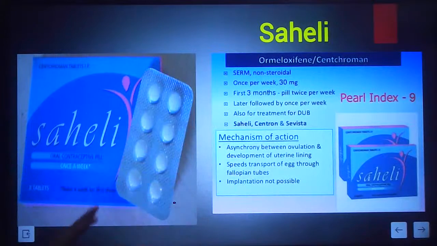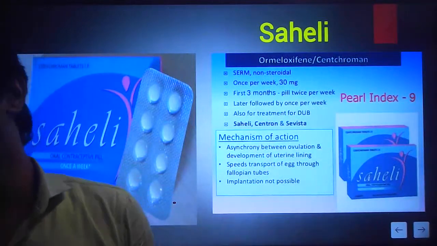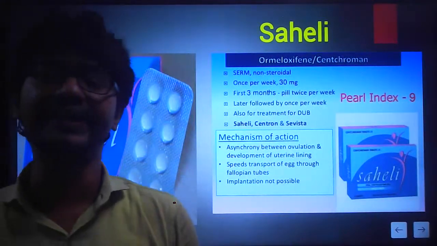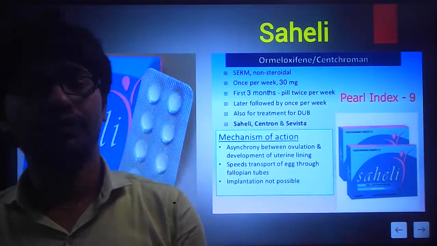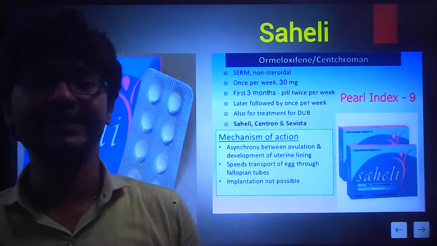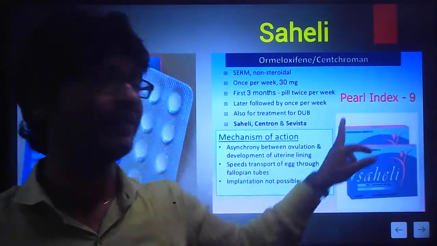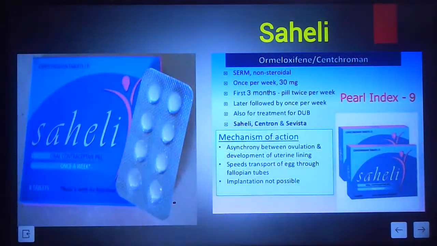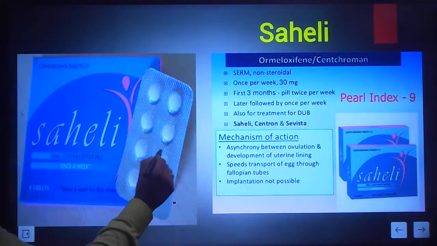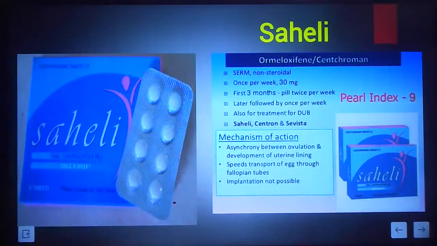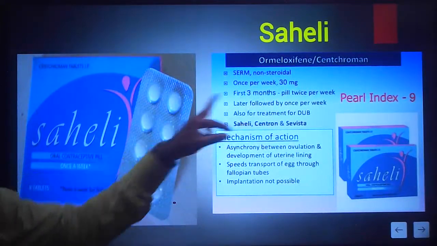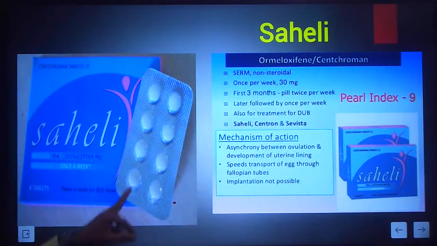Its Pearl Index is 9, which is the measure used for contraceptive effectiveness, given as a code by ICMR. Certain variations also exist, but they gave the Pearl Index of 9 for Saheli.